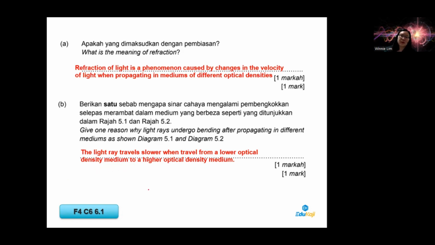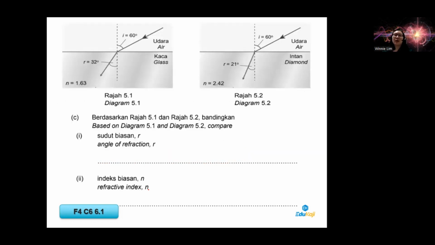Now, the term optical density is slightly different from the normal density that you all know. The normal density idea is that less dense things float, right? Denser things sink, okay? But optical density links to the idea of how fast or how slow the light ray can travel in that medium. So if it is an optically denser medium, the light is actually slower. They bend more. Okay, now based on the diagram, compare the angle of refraction.